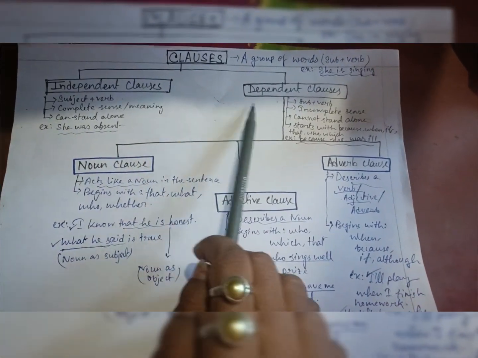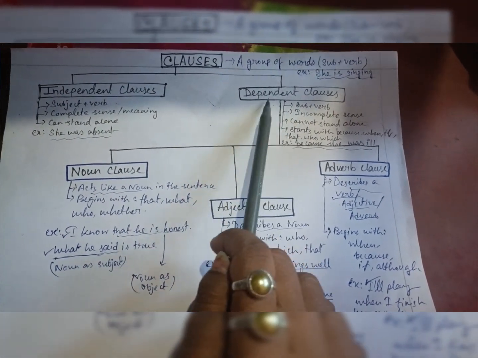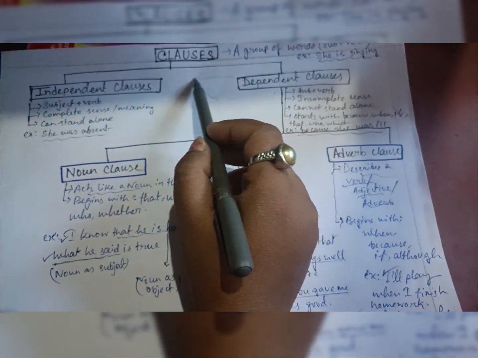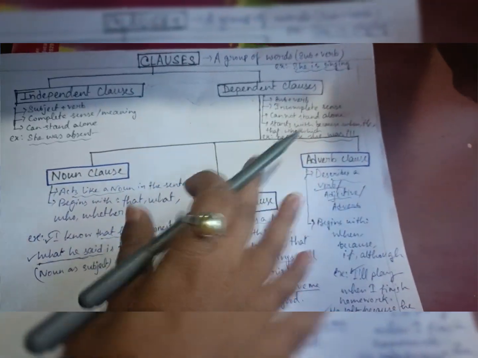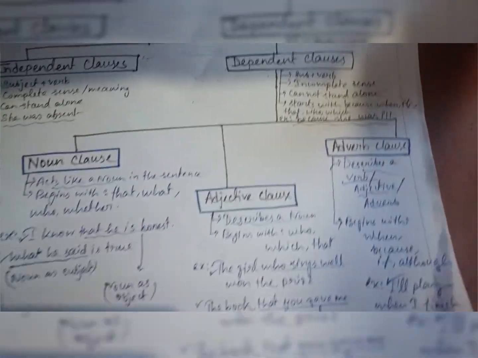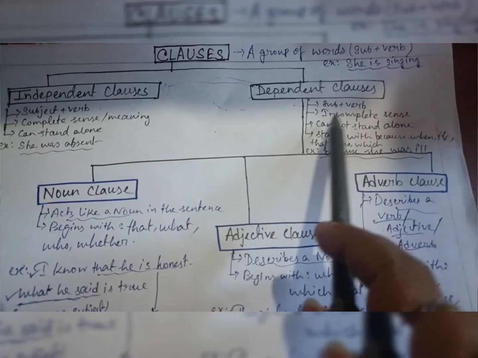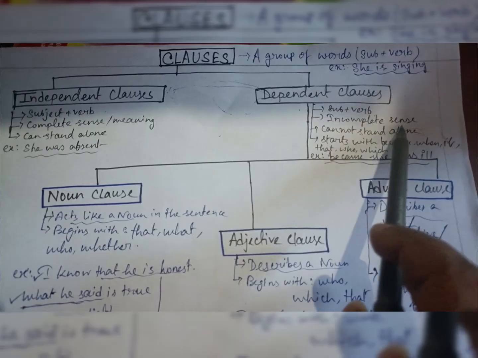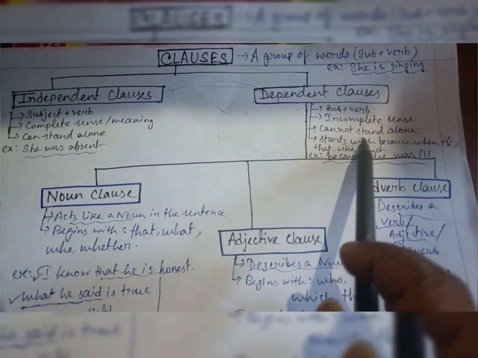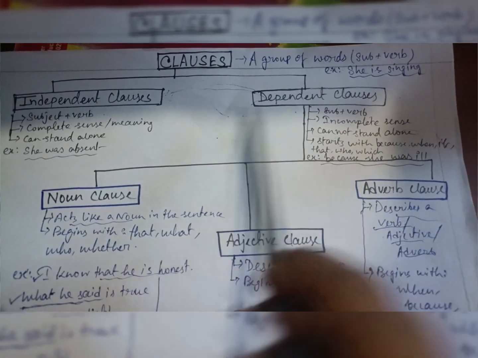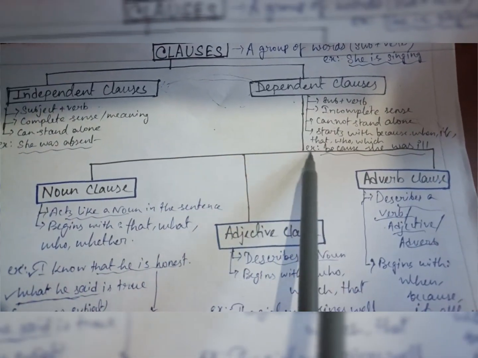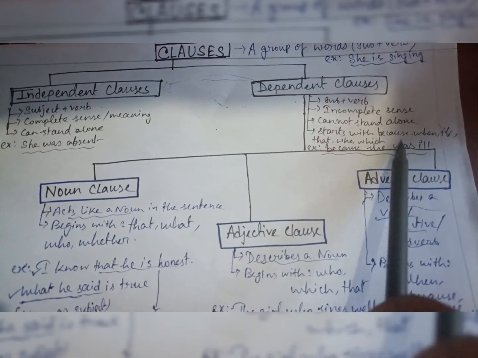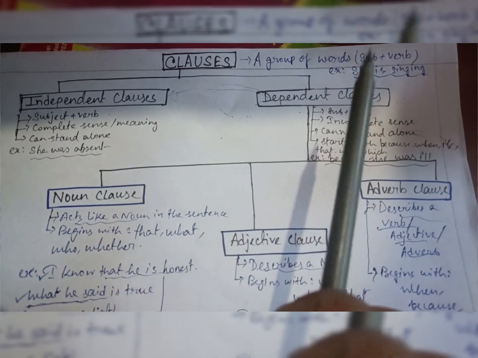Next, move to the dependent clause. A dependent clause is dependent on the independent clause. It also has the subject and verb, but it does not give the full sense or complete sense. It gives an incomplete sense of the sentence. It cannot stand alone like the independent clause. A dependent clause starts with because, when, if, that, who, which. These are the words by which we can make a dependent clause.